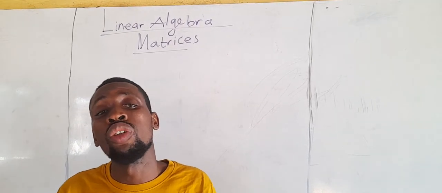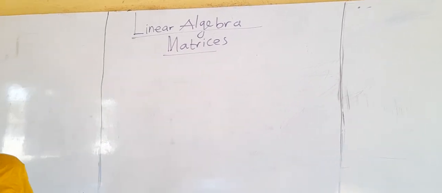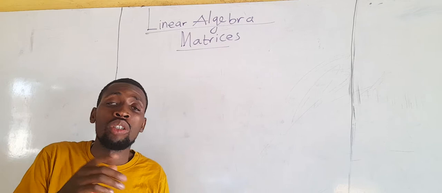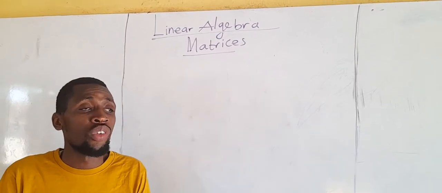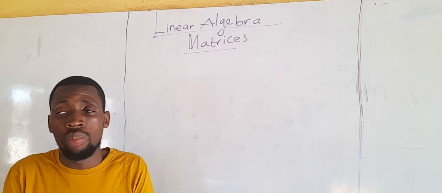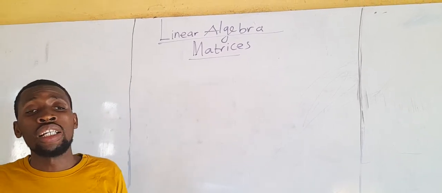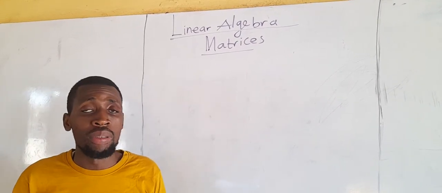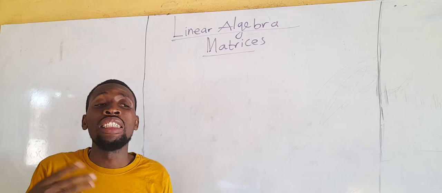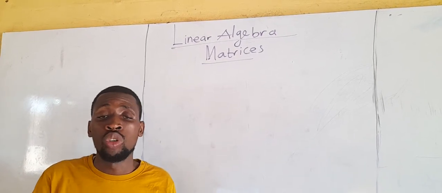In our last video on linear algebra and matrices, we talked about how to multiply a matrix by a scalar. We also learned how to multiply a matrix by another matrix, 2x3 and 3x3. Today, before this video ends, we will learn how to find the determinant of a 2x2 matrix and its application, as well as the determinant of a 3x3 matrix and its application. So please come with me.